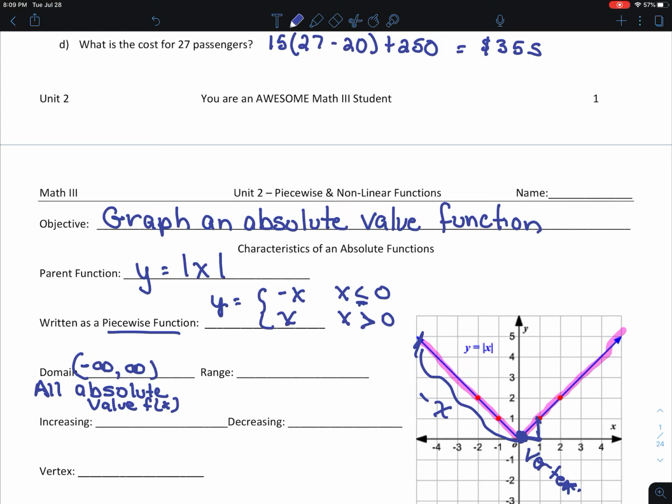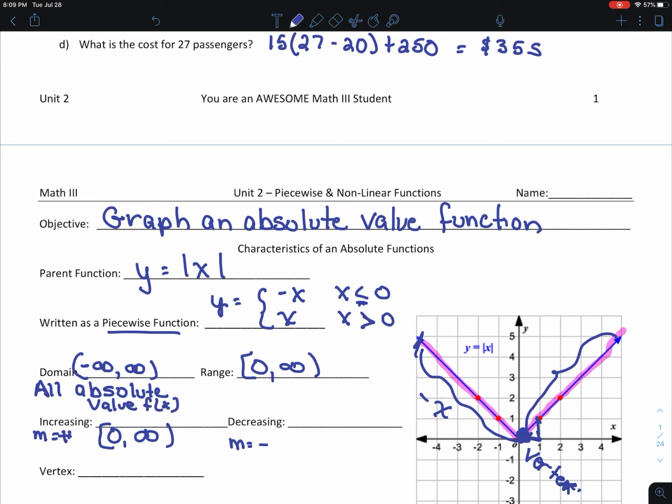Vertex. So what is the smallest y value? The smallest y value is 0, which is included, and then it goes on and on forever, so it'll be 0 to infinity. When is it increasing? It's increasing when the slope is positive. It's decreasing when the slope is negative. So it's increasing from 0, it's increasing here, so it's increasing from 0 to infinity.